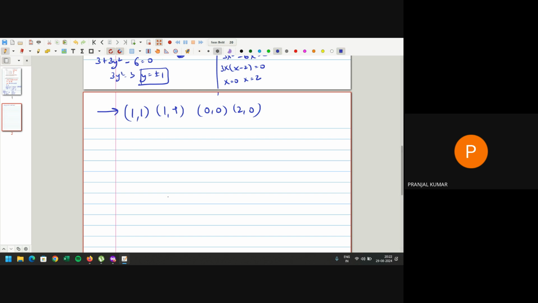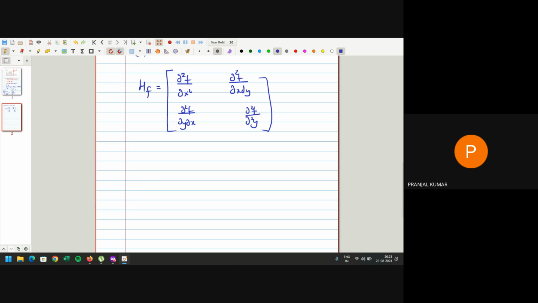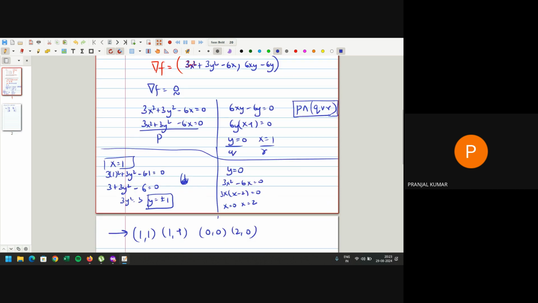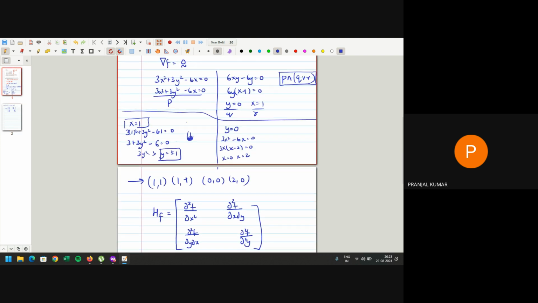So we have to check using the Hessian matrix. First of all, we have to calculate the Hessian matrix. Here you know what it would be: del square f by del x square, del square f by del x del y, then del square f by del x del y and del square f by del y square. Since this is a function in two variables, we need to write the Hessian matrix. Let me zoom out a little.